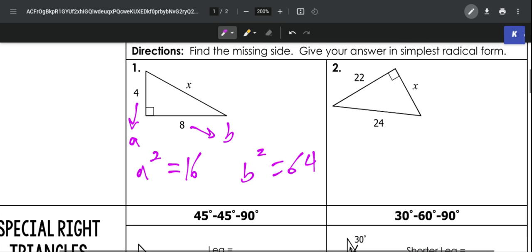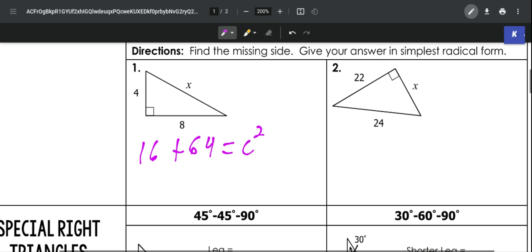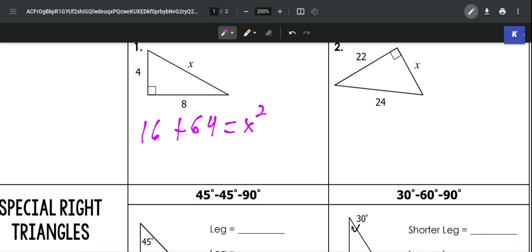So make sure you've got that written down. Then I'll have a squared, which is 16, plus 64, equal to c squared, or we could call that x squared. You can make this c squared, as long as you have it as a variable, it doesn't matter. Since here it's x, that's why we can use x squared, but it doesn't really matter, like I said. So 16 plus 64 is 80. So we're going to have 80 is equal to x squared.